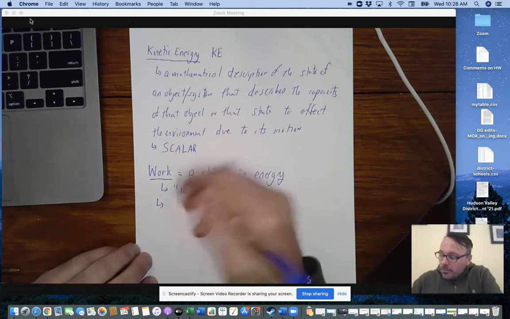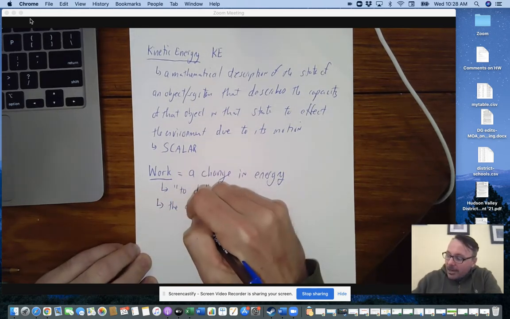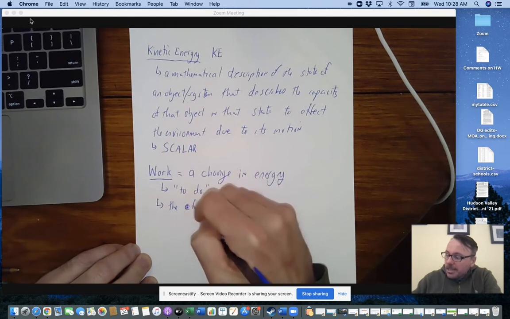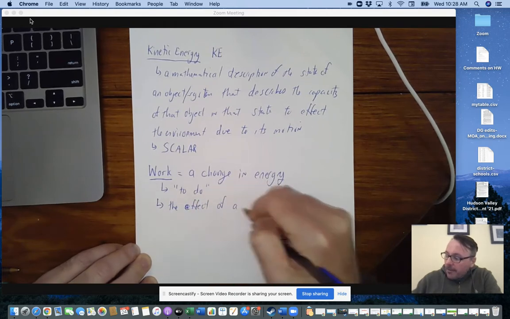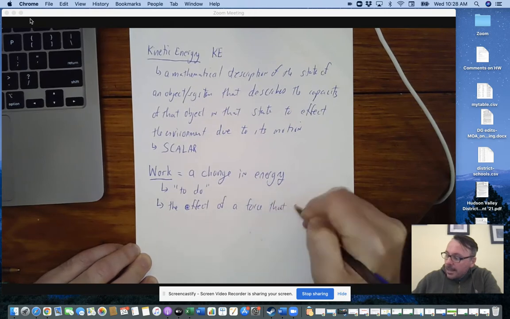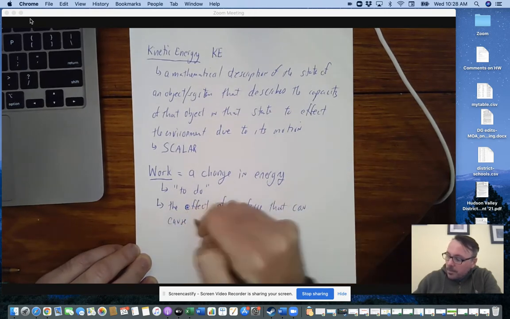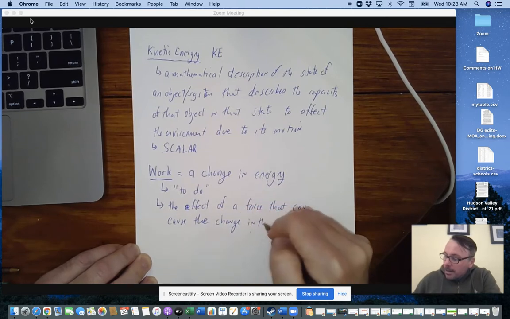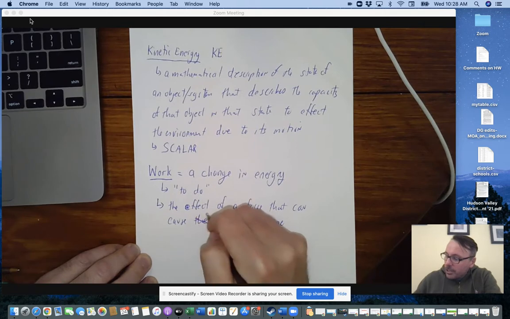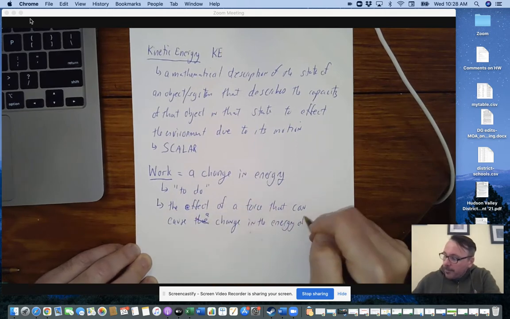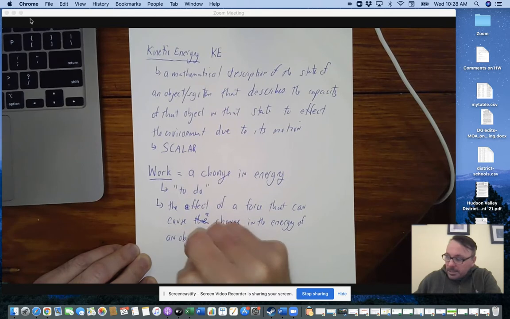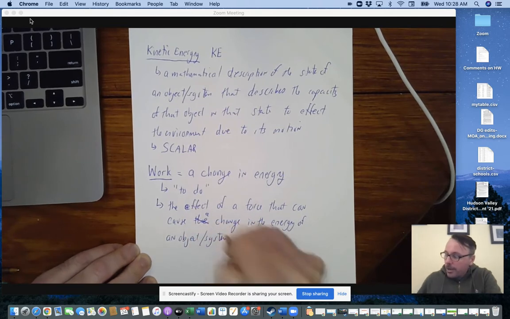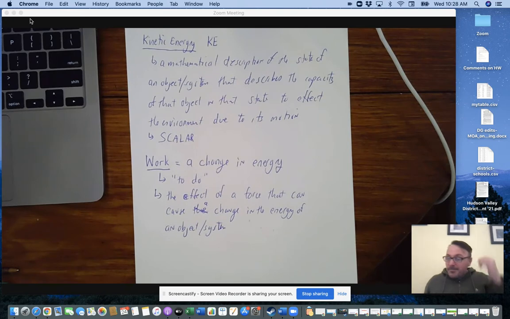How does that happen? So work is the action, or we'll call it the effect, of a force that can cause a change in the energy of an object or system, right? Okay, cool. So that's that. Not really all that much different, but it brings in this idea of the effect of a force now.